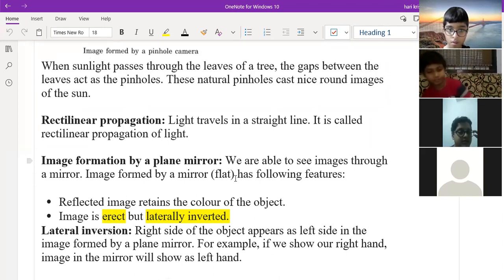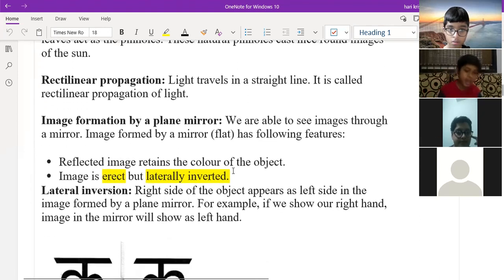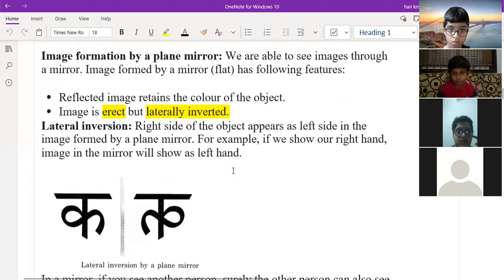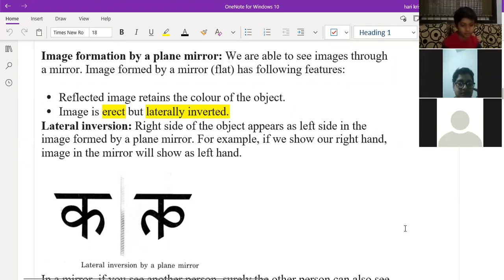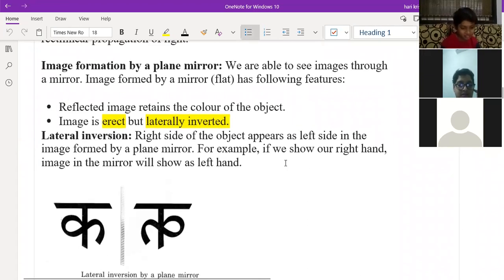Okay. Then the image formed by a plane mirror. Simple. Just take one mirror in your home and see your face. You can tell me what properties you can see in that. Sir, it will be upside down. I mean, flipped. What about the image formed by a plane mirror?